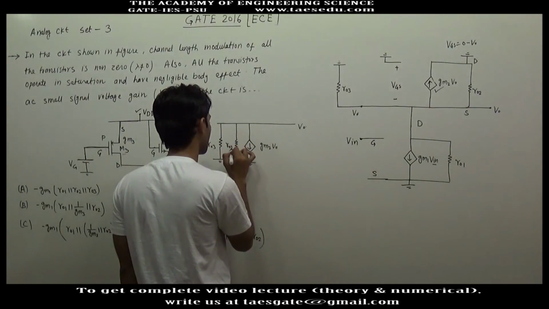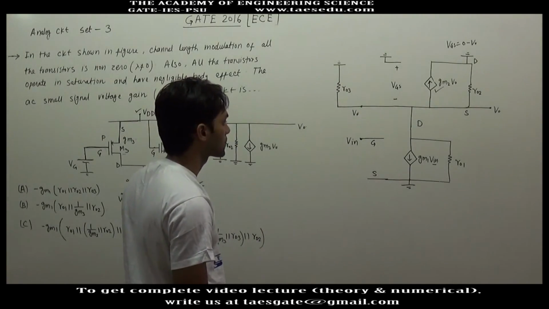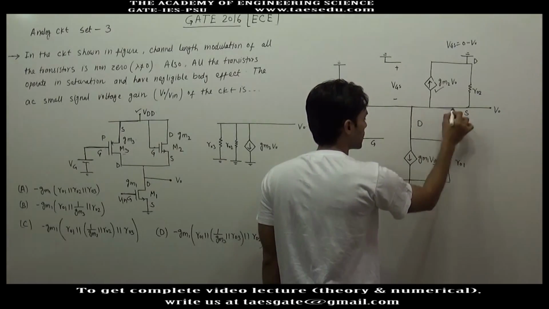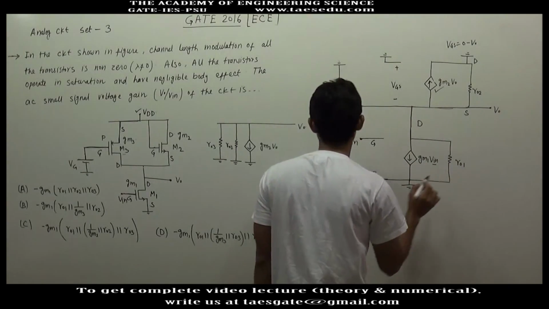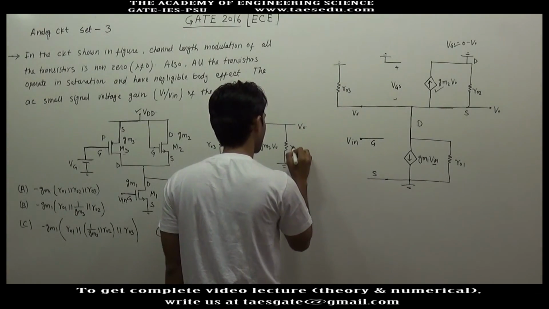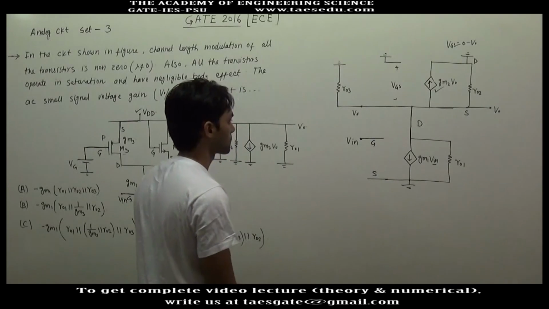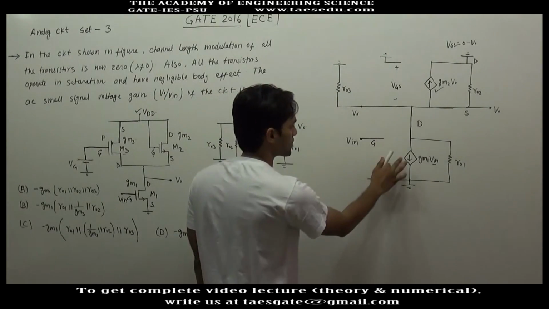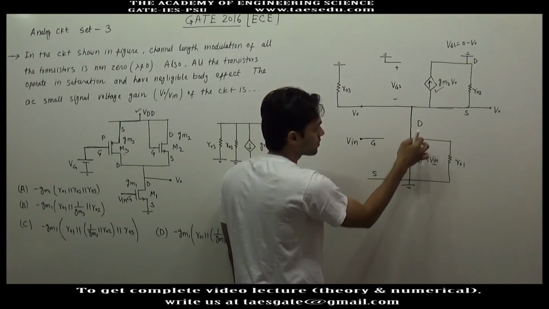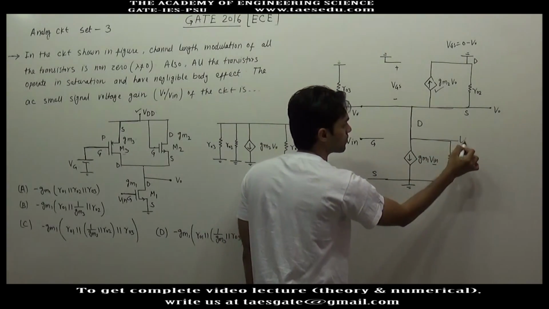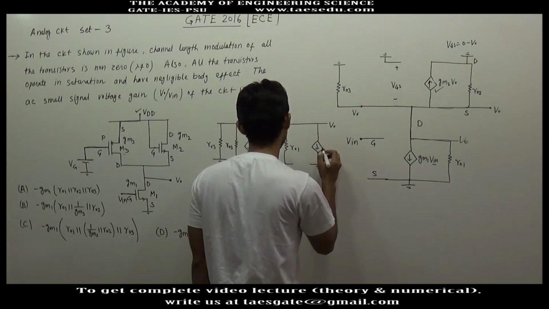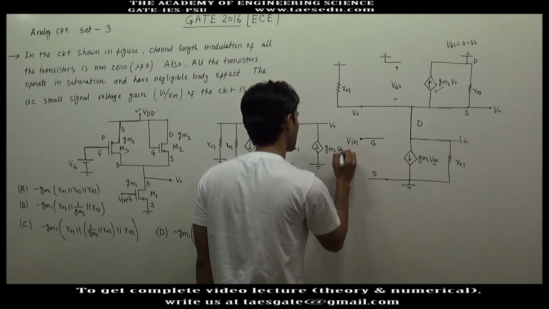So this is R02. R01 is connected between V0 and ground. This is R01, and again we have a current source GM1 into V input flowing from V0 to ground, and this is GM2 into input voltage.